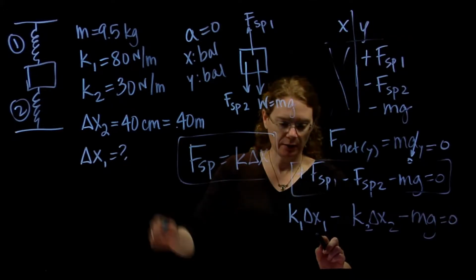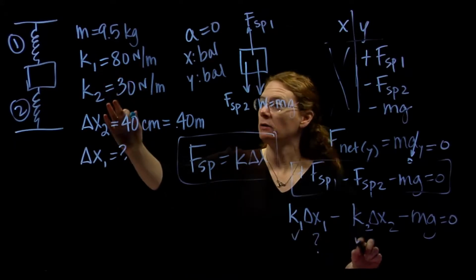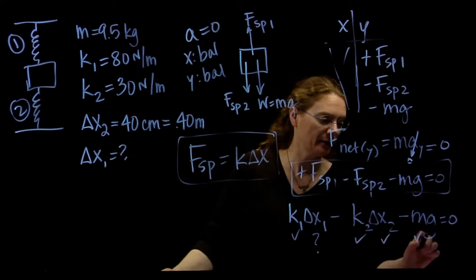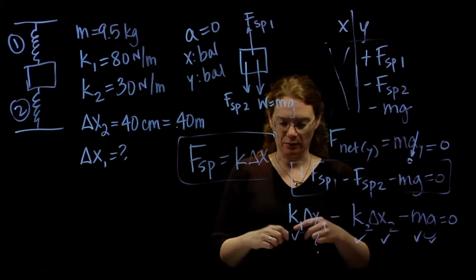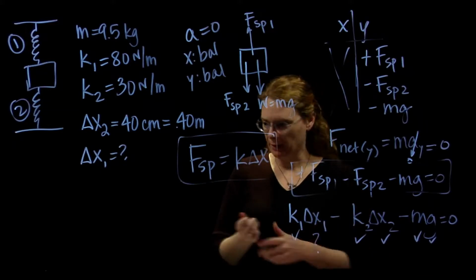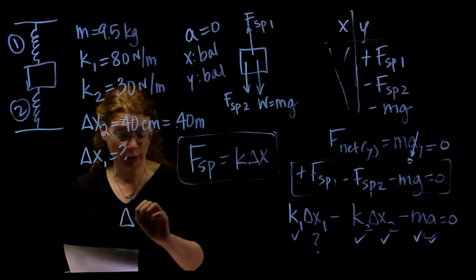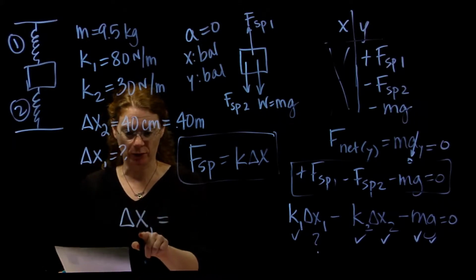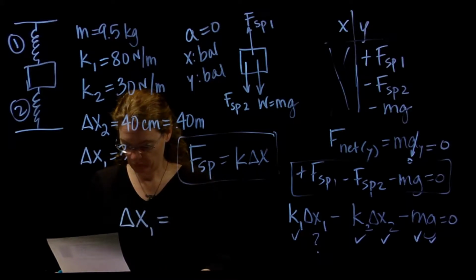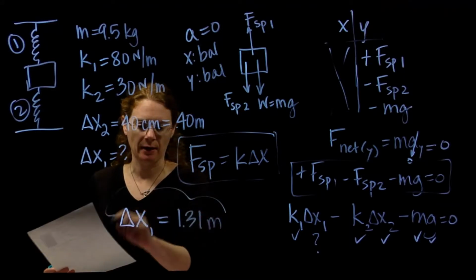I'm looking for delta x1. I know k1. I know k2. I know delta x2. I know my mass. I know gravity. Got it. So I can just solve for delta x1. I'm not going to bother doing that algebra. You can do that. You should get an answer for the stretch of spring 1 of 1.31 meters. So that is our answer.